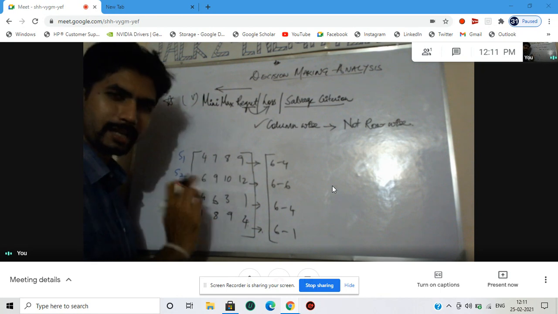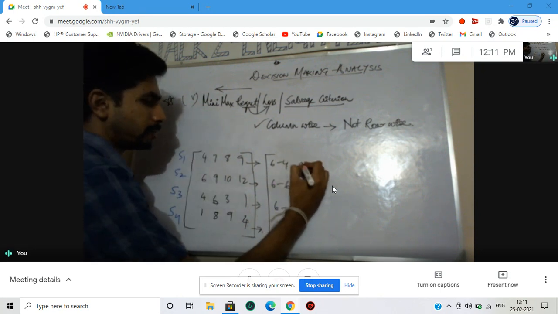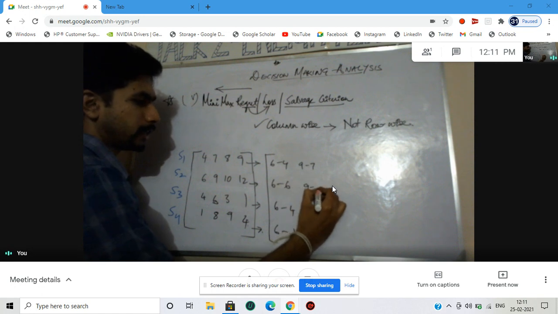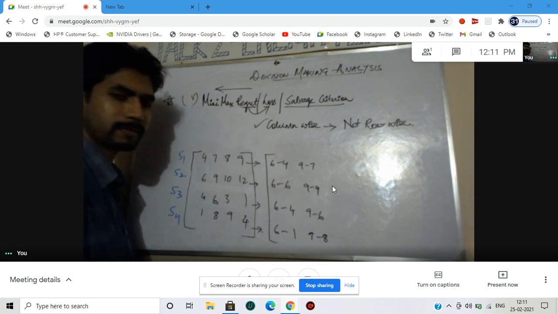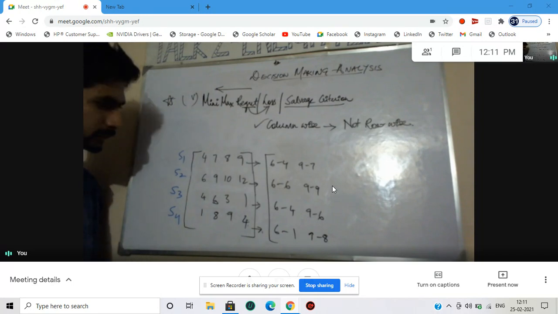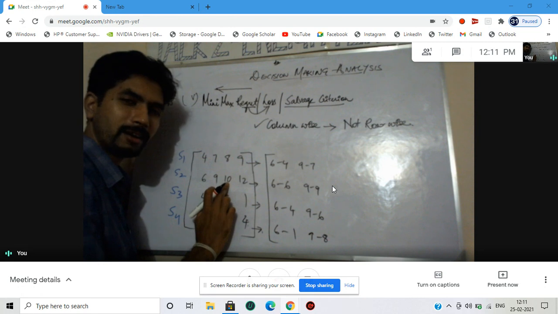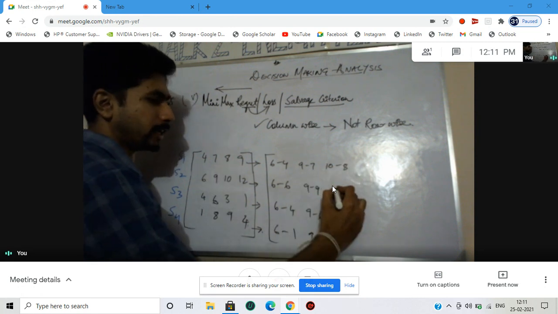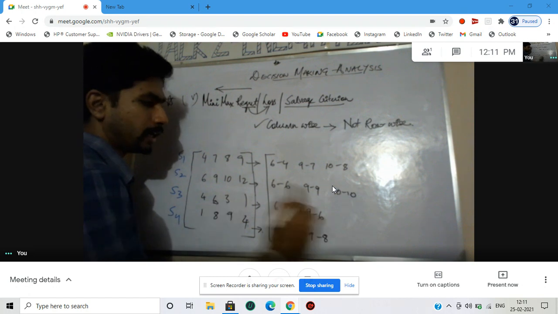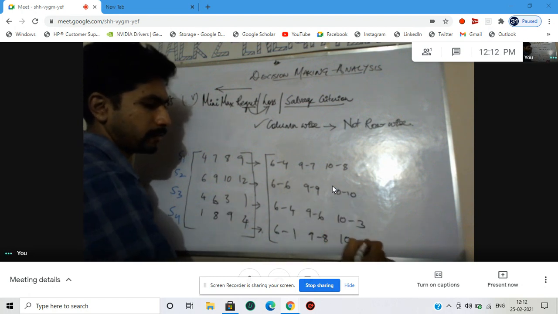Okay, so take that value and subtract all the remaining elements. So it will be 9 minus 7, 9 minus 9, 9 minus 6, 9 minus 8. All right, next you see in the third column which is the highest, 10. So 10 minus 8, 10 minus 10, 10 minus 3, and 10 minus 9.